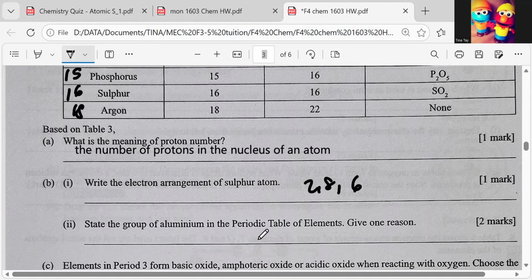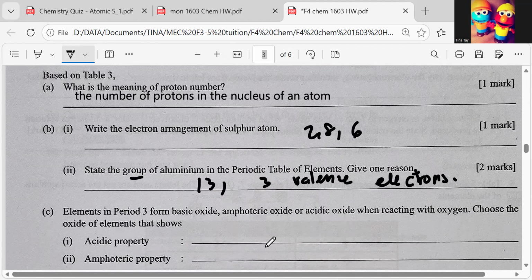State the group of aluminium. So also you don't know. I'm also gonna sit down and cry. Aluminium is group 13. Why? Three valence electrons, right? Correct. Does it have three valence electrons? Yeah.